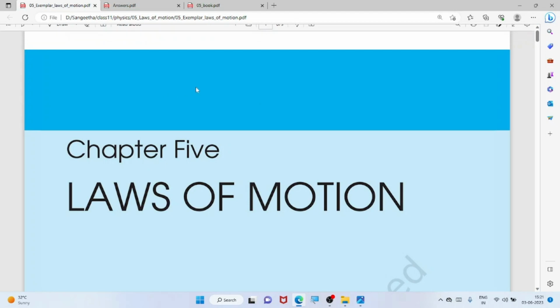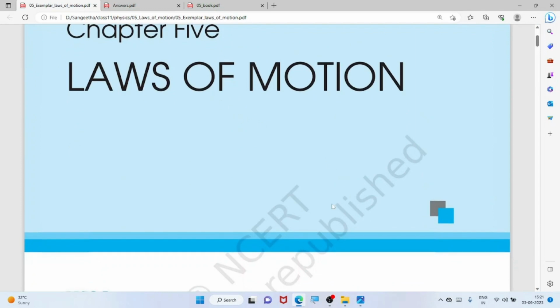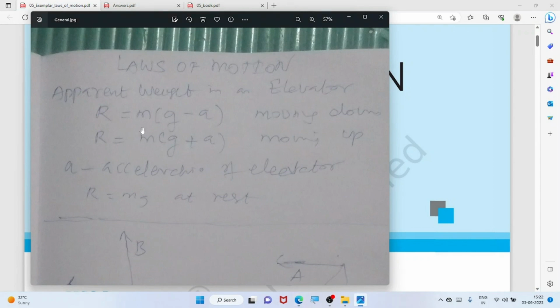Okay, we will go through the exemplar problems in the class 11 physics, chapter 5, laws of motion. Before going through it, I will show you there is something called apparent weight. When you are in an elevator, the acceleration of the elevator also matters when you are computing the weight. If the elevator is at rest, the apparent weight will be mass into gravity, mg.